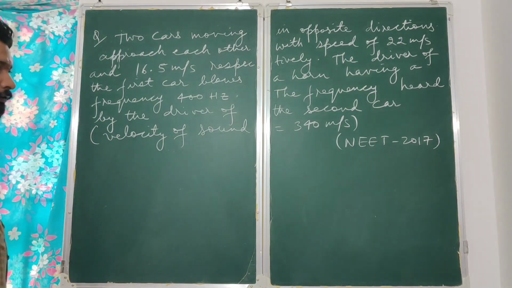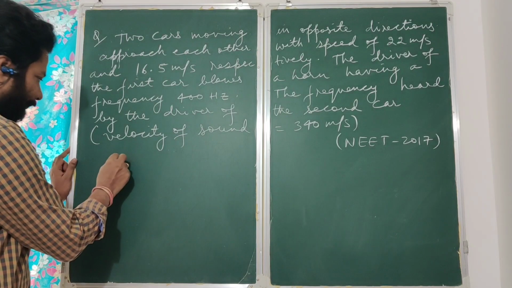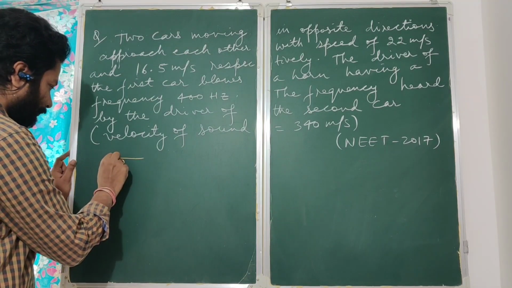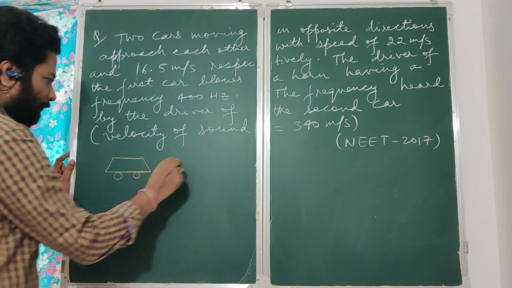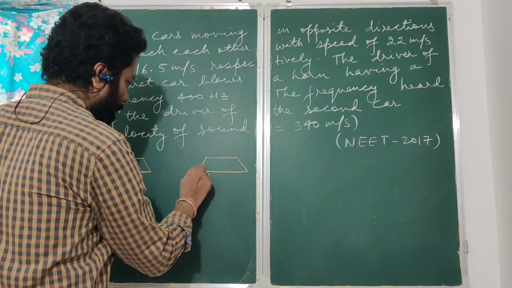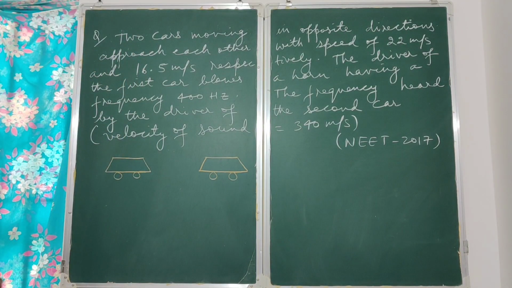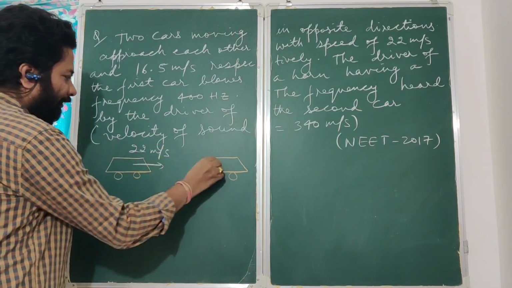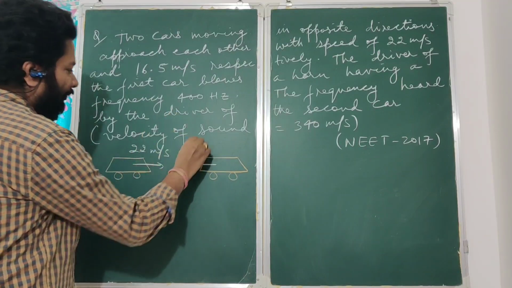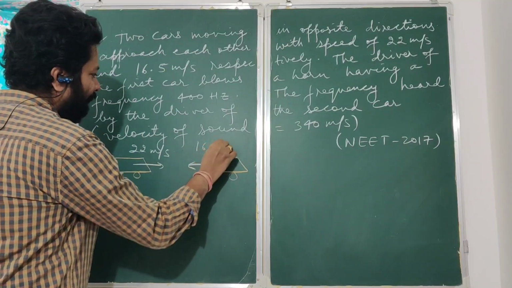Let's see this question. This question is actually based on Doppler effect and it was asked in NEET 2017. So there are two cars which are moving in opposite directions, approach each other with a speed of 22 meters per second. So let us say this is moving with 22 meters per second and this is moving with 16.5 meters per second.